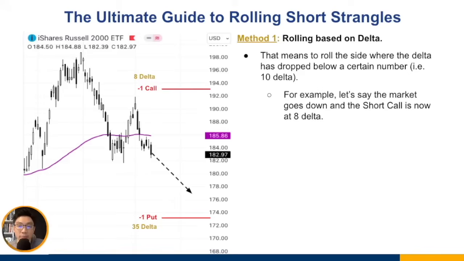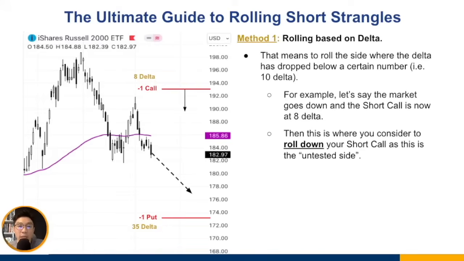So for example, let's say the market goes down and now the short call is at 8 delta. If the market goes down, your put side, your short put, will pick up delta. Basically it will increase, and on your call side, it will drop in terms of delta. So at this point, this is where you can consider rolling down your short call, as this is what I call the untested side.